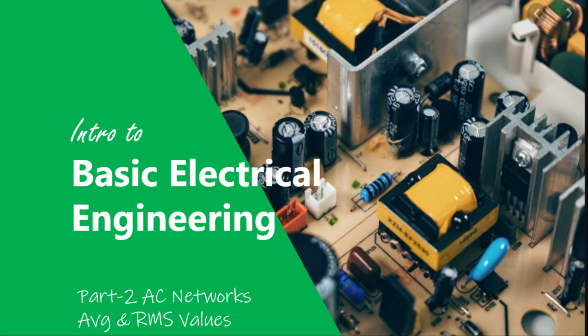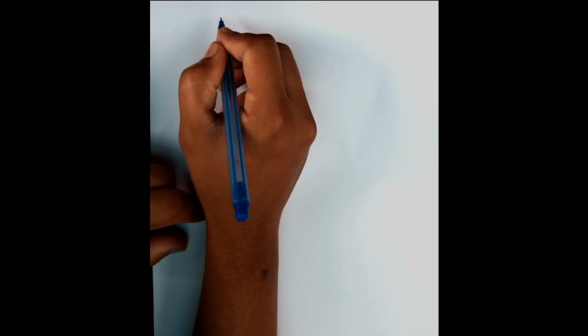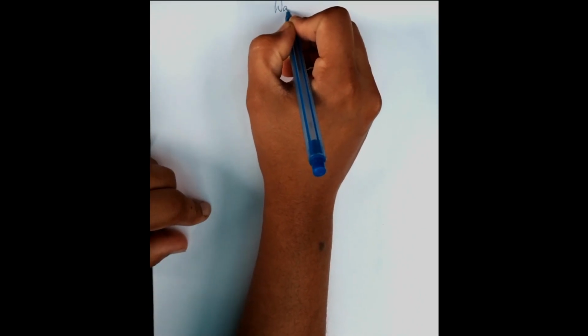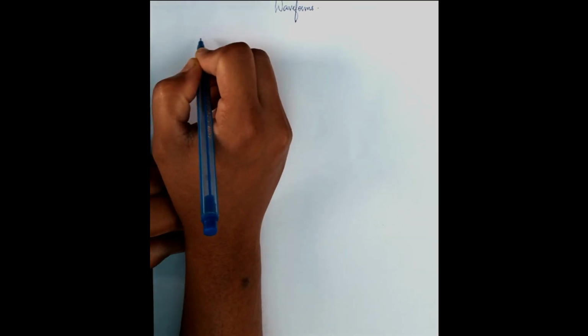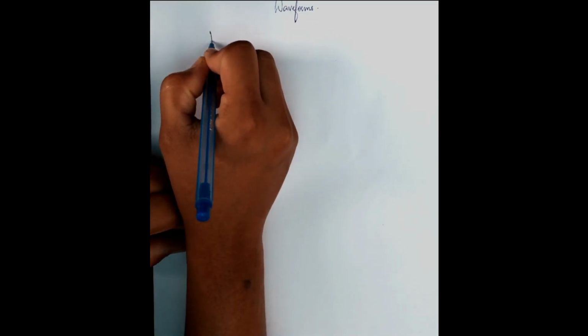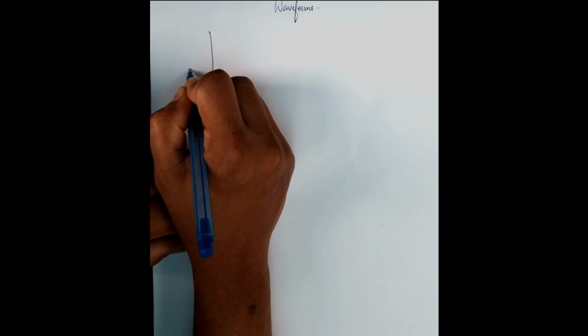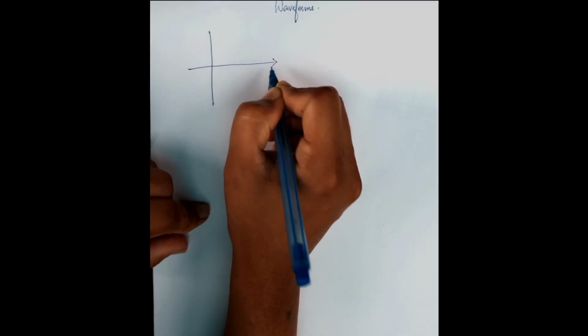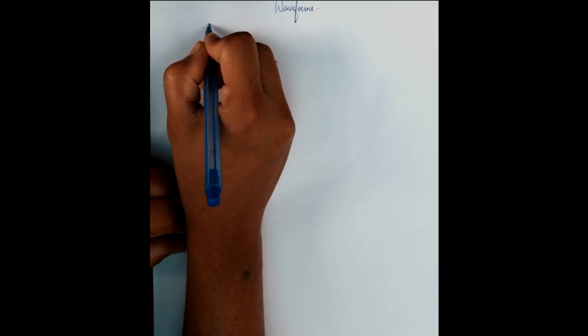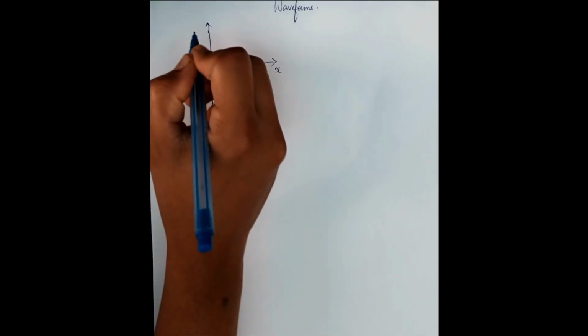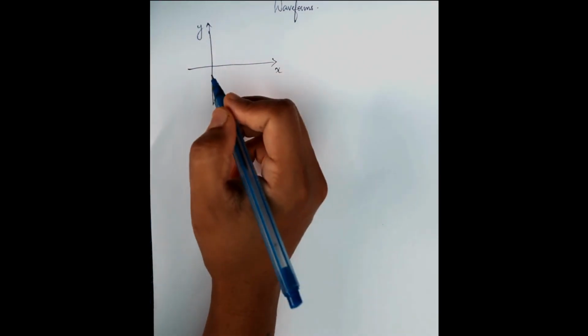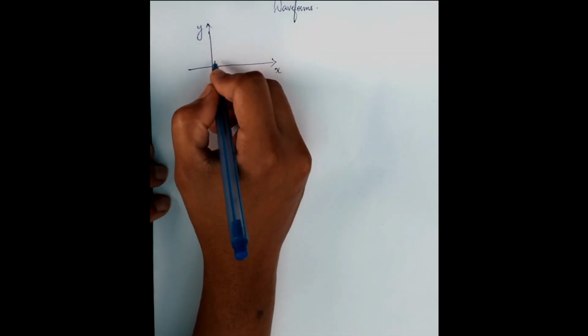And let's see the basics of AC circuits. Let's begin with some high school maths and physics. We are going to describe some basic waveforms. To describe any waveform, we need two axes, x and y or more. Let's draw the most important waveform in AC circuits, which is the sine wave.